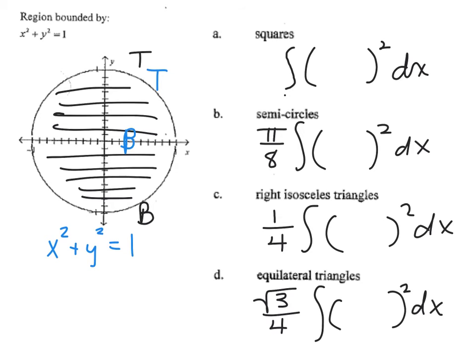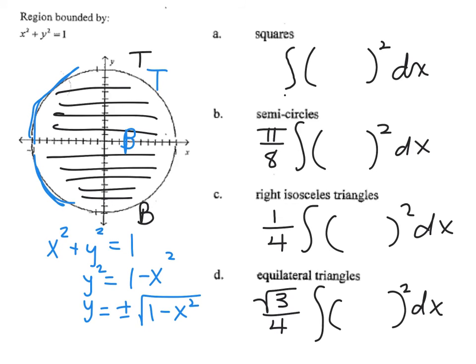and I solve for y. y squared is 1 minus x squared, and then y is plus or minus the square root of 1 minus x squared. So this is the plus, and this is the minus. Top half, bottom half. Okay? So I could say that the area is the top minus 0 doubled, right? That's one way to do it.